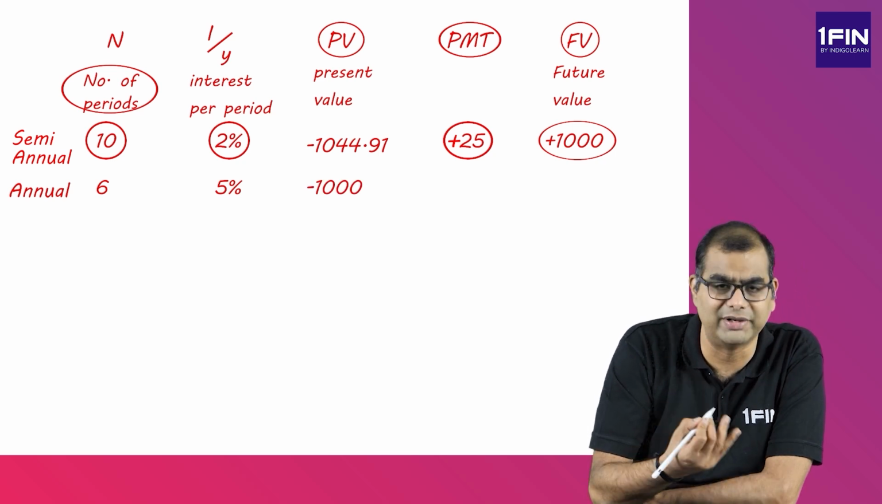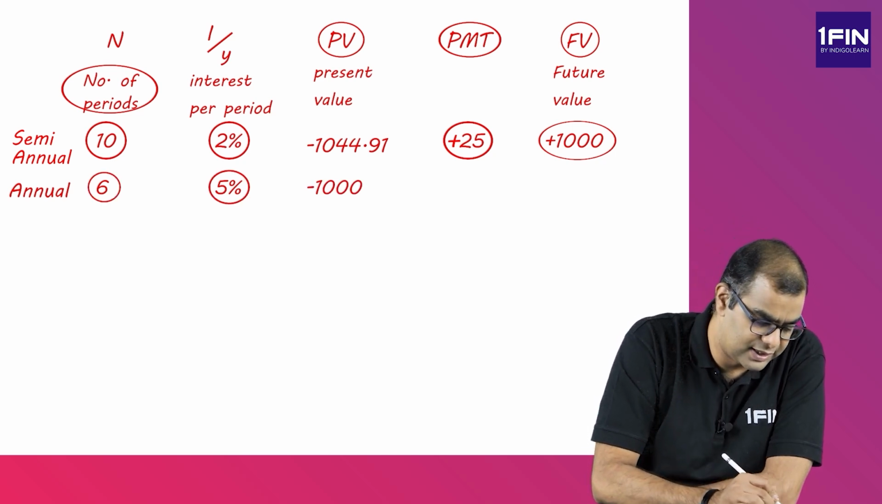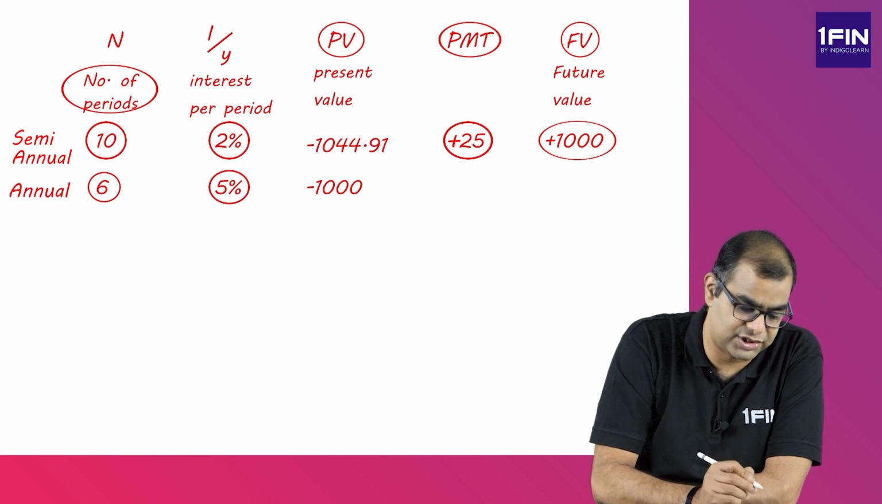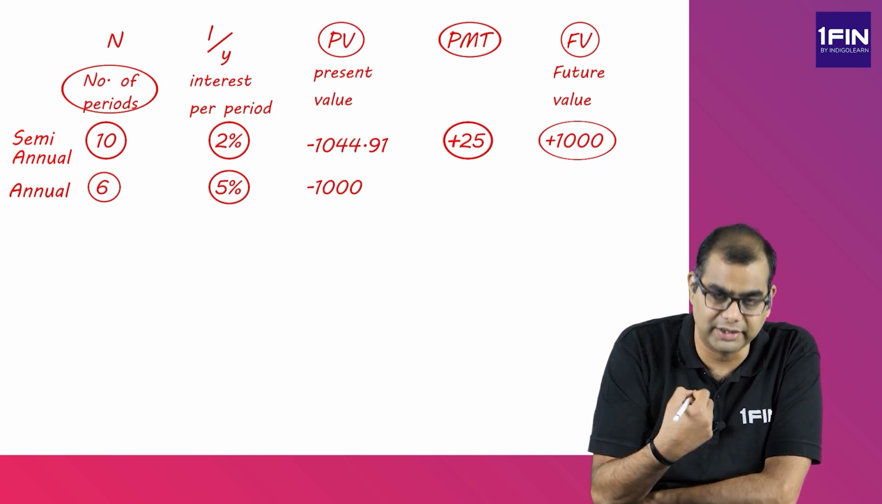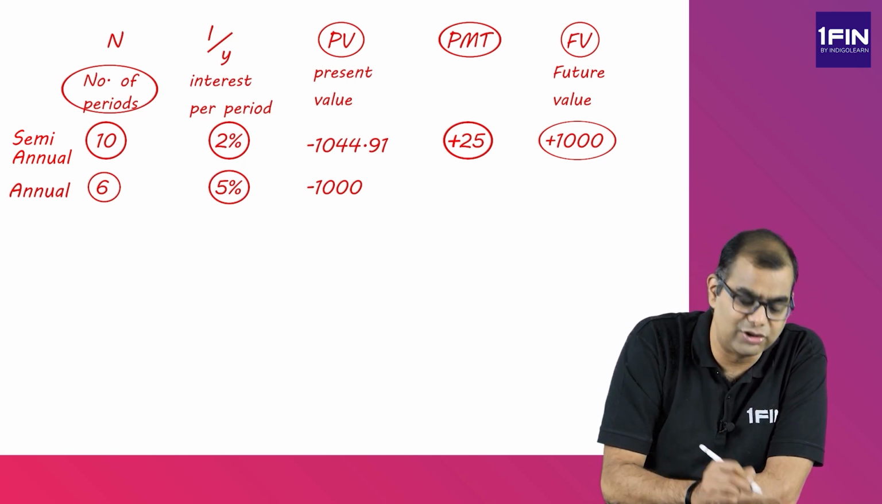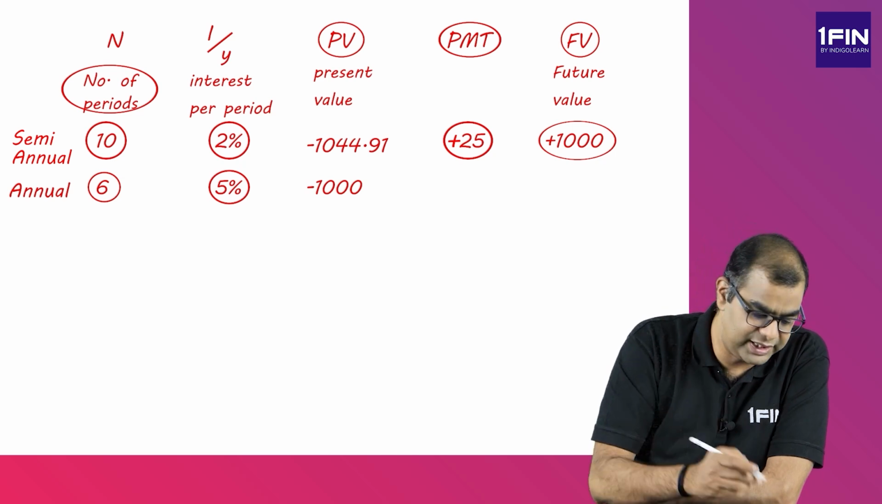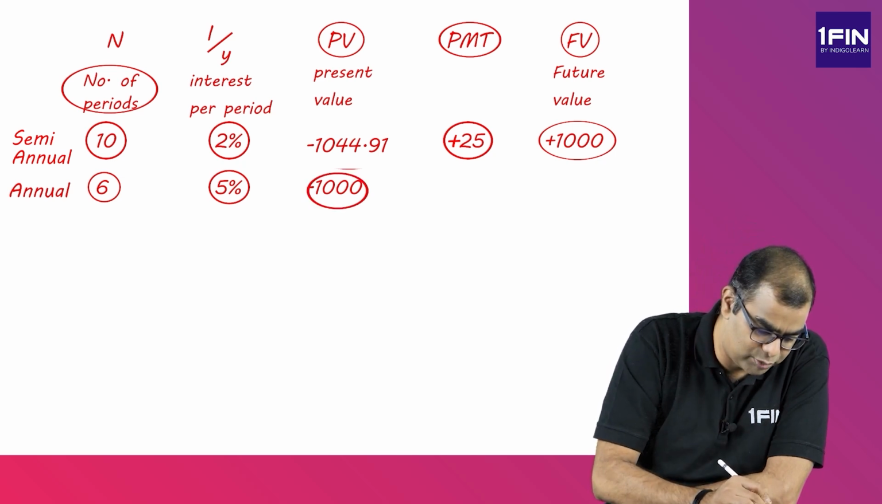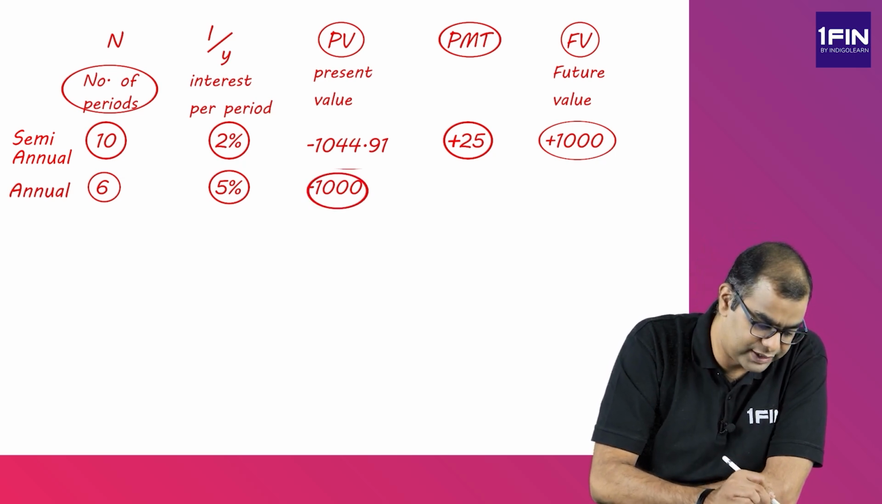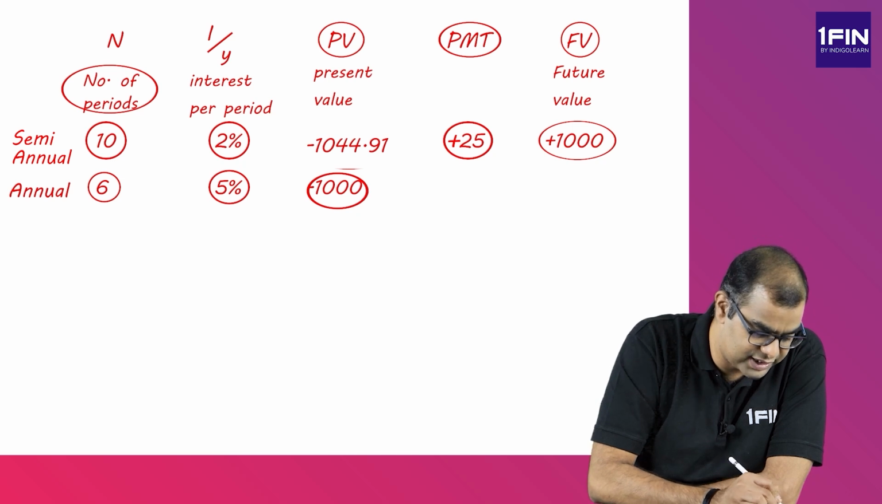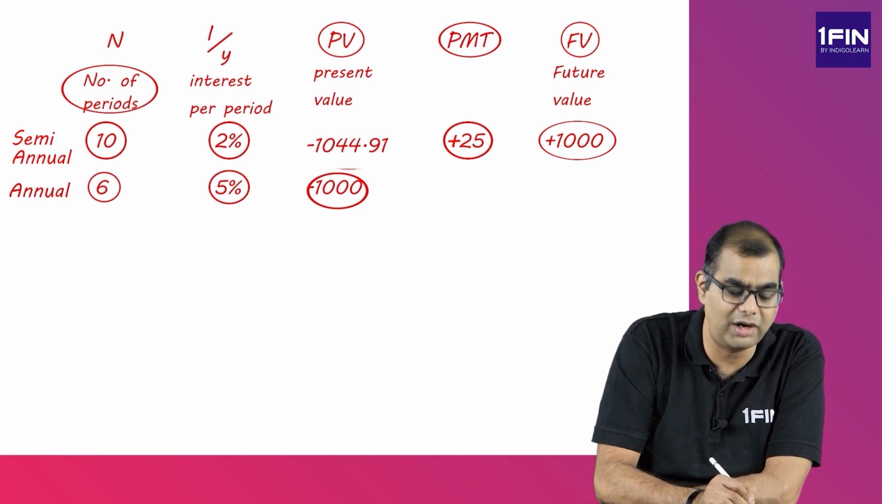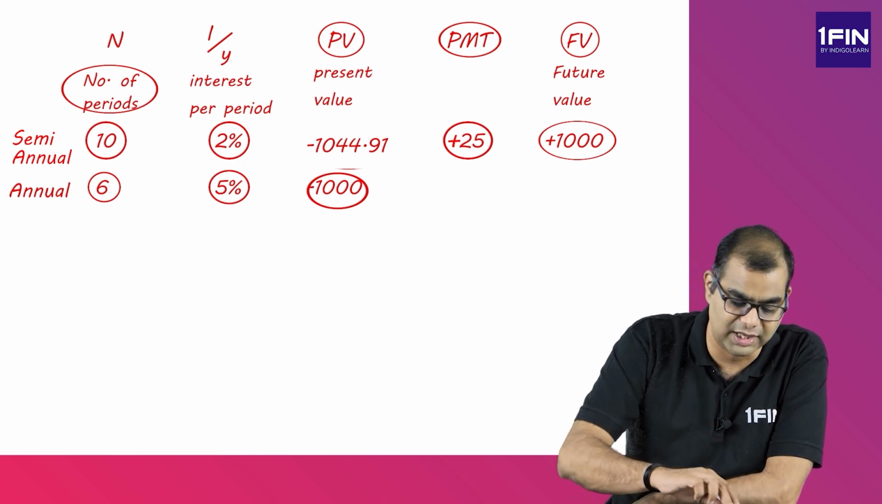I am putting it in some investment, and there are 6 years. For each year I get 5% as the interest. What is the future value of this investment? Or I am putting it in an FD, 1,000 rupees FD. So I'll put this as minus 1,000. I am putting it for 6 years. Each year I am going to get 5%. What is the maturity value of this fixed deposit? How will I do it?